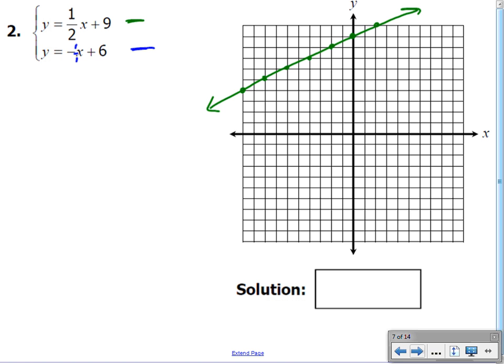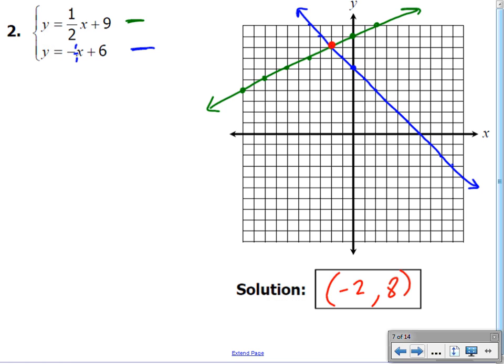So there's our first equation. Our second equation has a y-intercept of 6 and slope of -1, so down 1, right 1. And then we can go up 1, left 1 as well. So let's connect. And then we can see that point of intersection. Okay, we just have to find that ordered pair. So it's an x value of -2, a y value of 8, so it would be -2, 8.